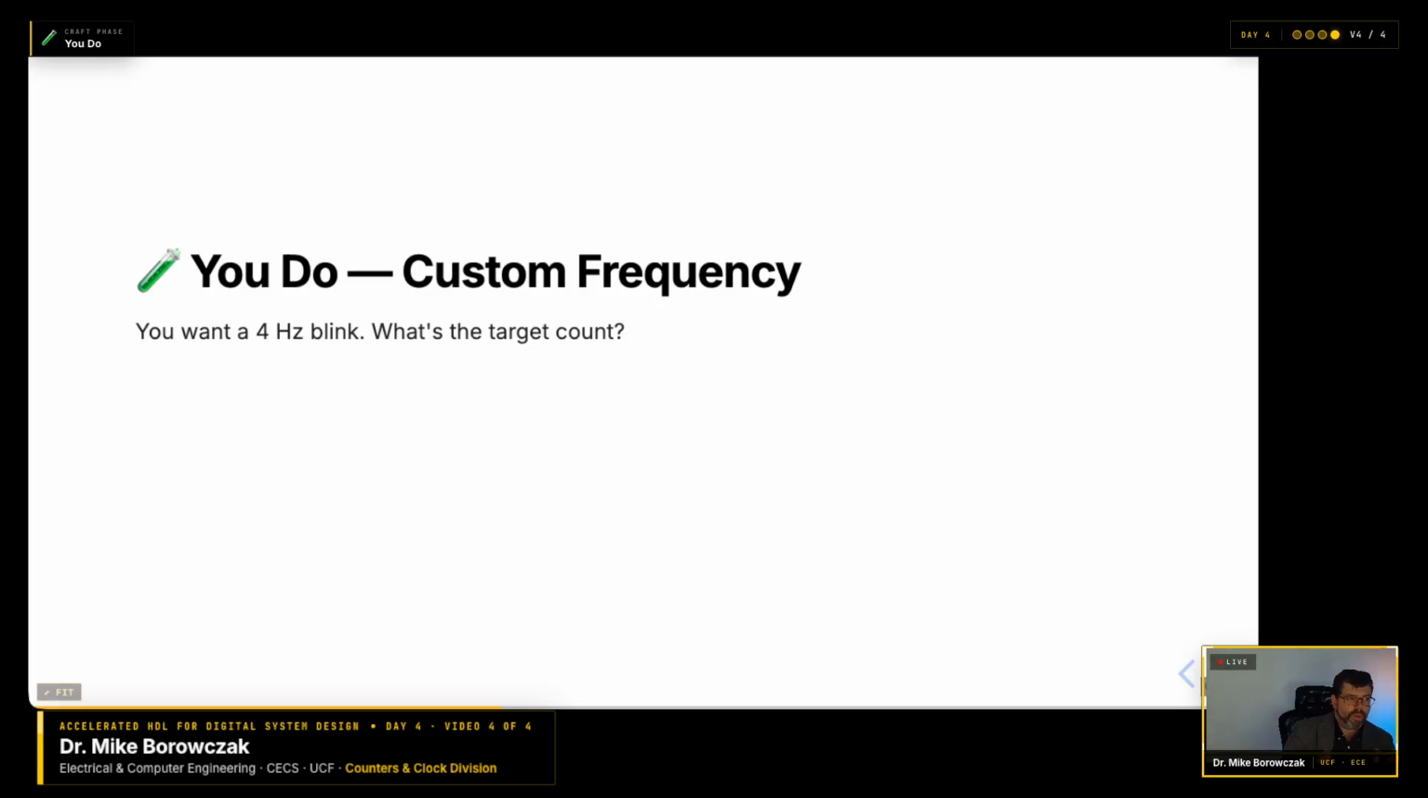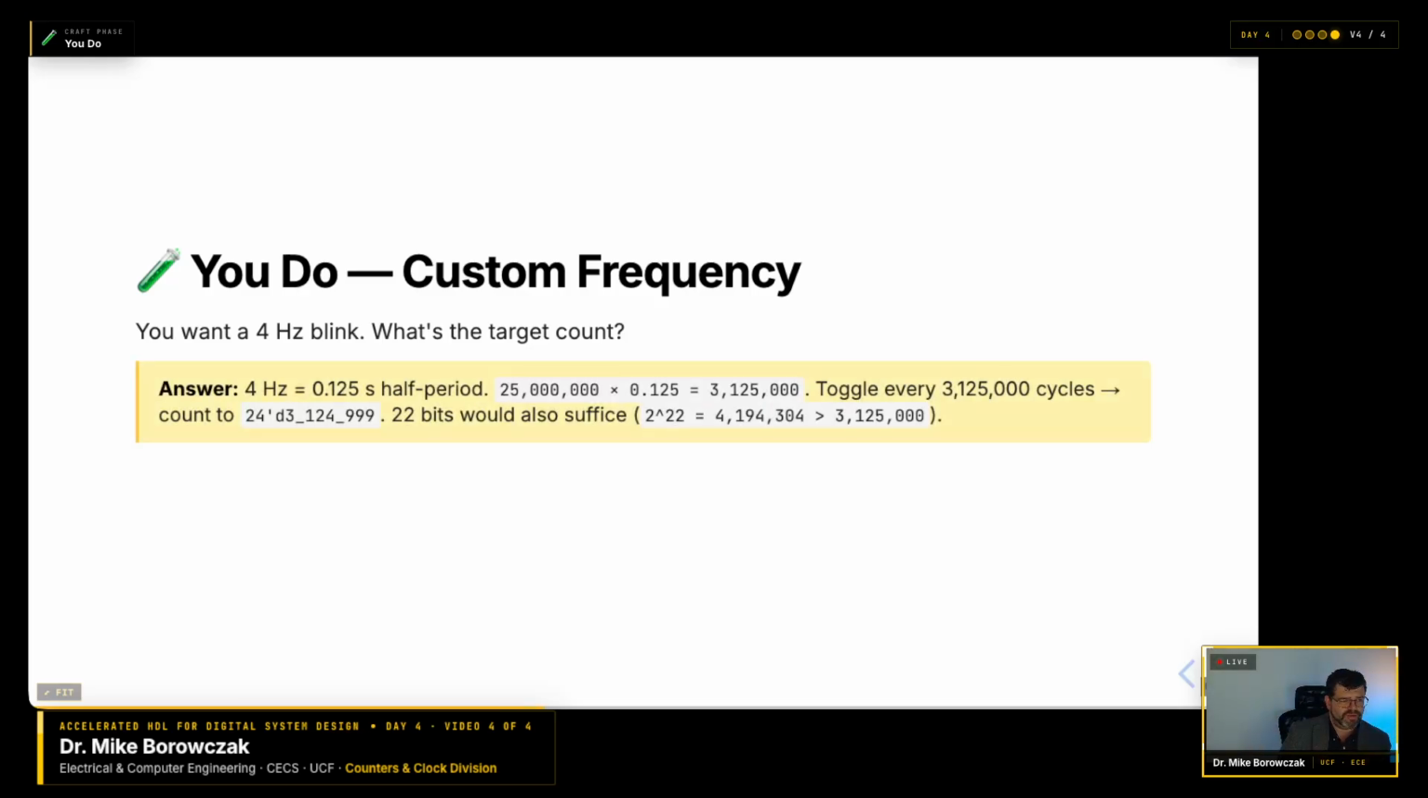Okay, welcome back. Let's see what this looks like. So 4 hertz means that you need basically a 0.125 second half period. So if you take your 25 million clock ticks, multiply that by 0.125, you get 3,125,000. So that means you need to toggle every 3,125,000 cycles.